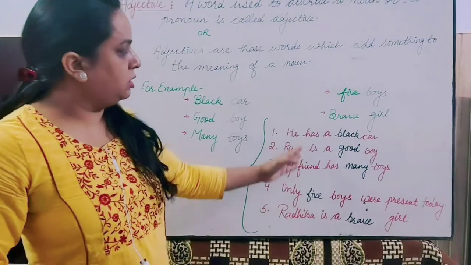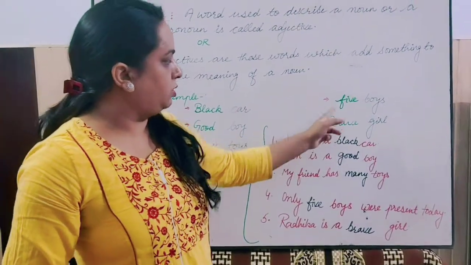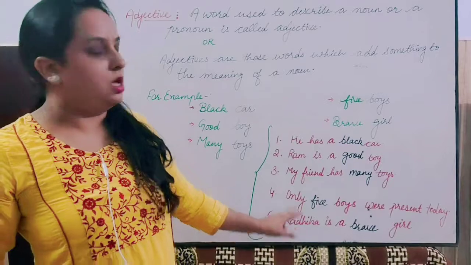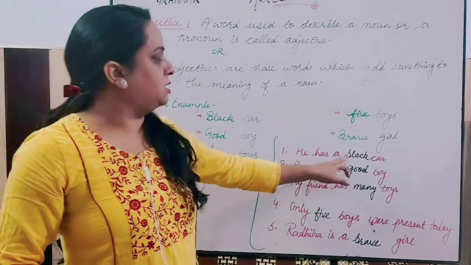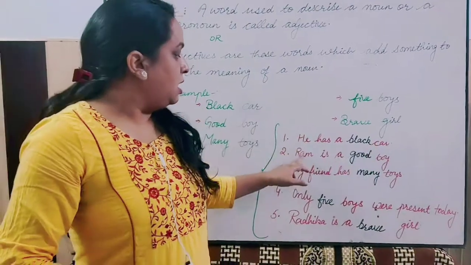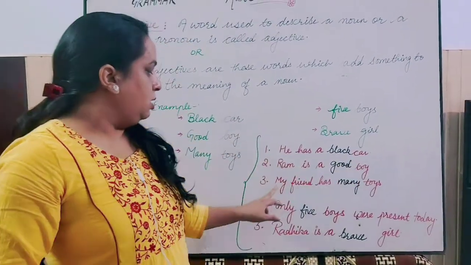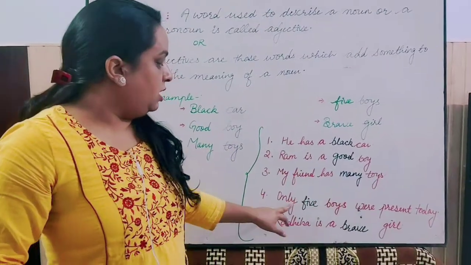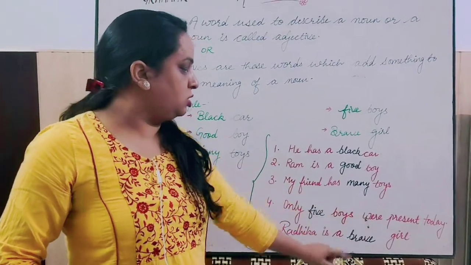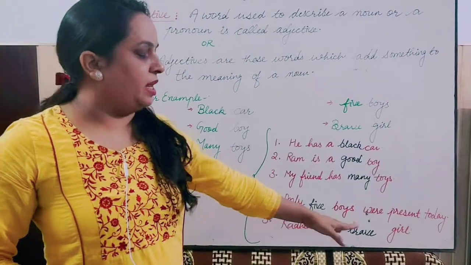I have used all these groups of words in sentences, and I tried to frame some sentences here. He has a black car. Ram is a good boy. My friend has many toys. Only five boys were present today. Radhika is a brave girl.